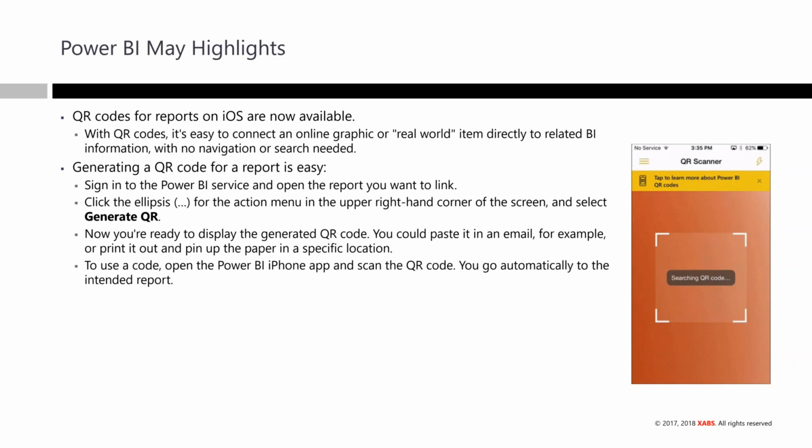You sign into the Power BI service, open the report you want to link, click the ellipsis from the action menu on the upper right-hand corner of the screen, select Generate QR, and you've got your QR code. Now you're ready to display it where you want. Paste it in an email, for example, print it, pin the paper in a specific location. Somebody comes along with their phone, scans it, and it'll take them directly to the report.